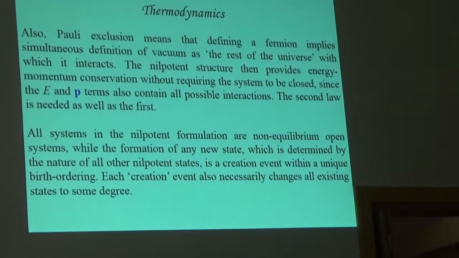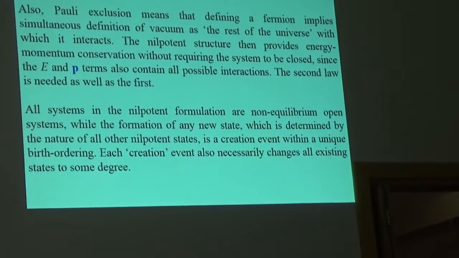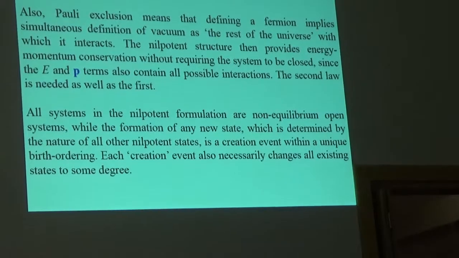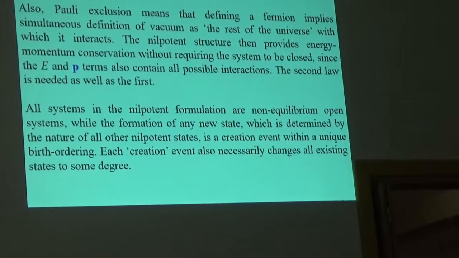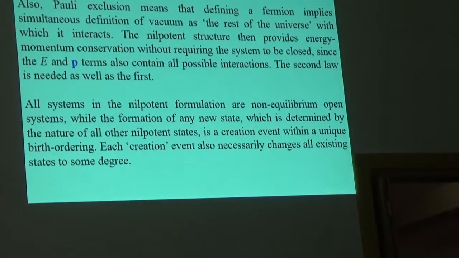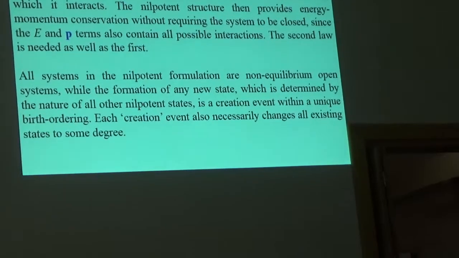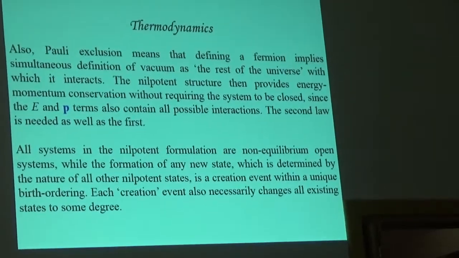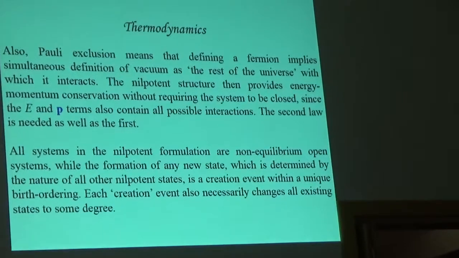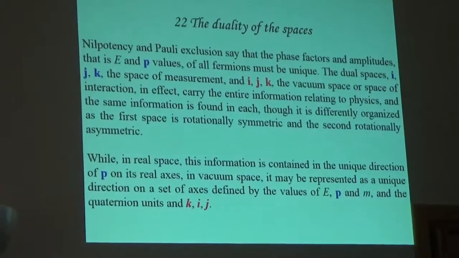And I think, if you look at it, the fermion only ever interacts with the rest of the universe. It doesn't really interact with just one other fermion, it interacts with everything else. It doesn't define its energy and momentum except in terms of the rest of the universe. It's a kind of open system. The fermion is an open system, it's not a closed one. And it's non-equilibrium in effect. And of course, anything that happens locally changes the whole universe.